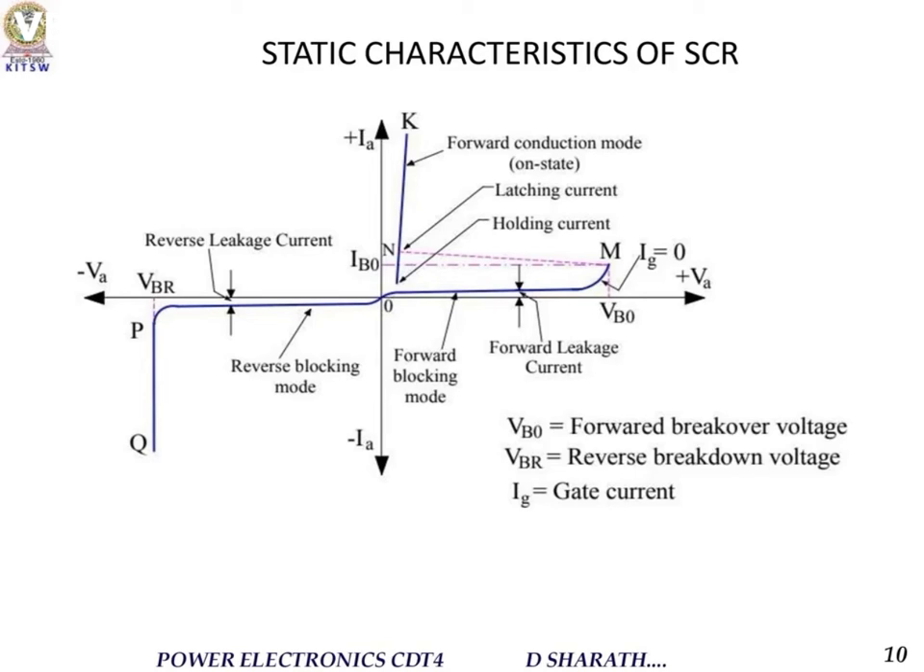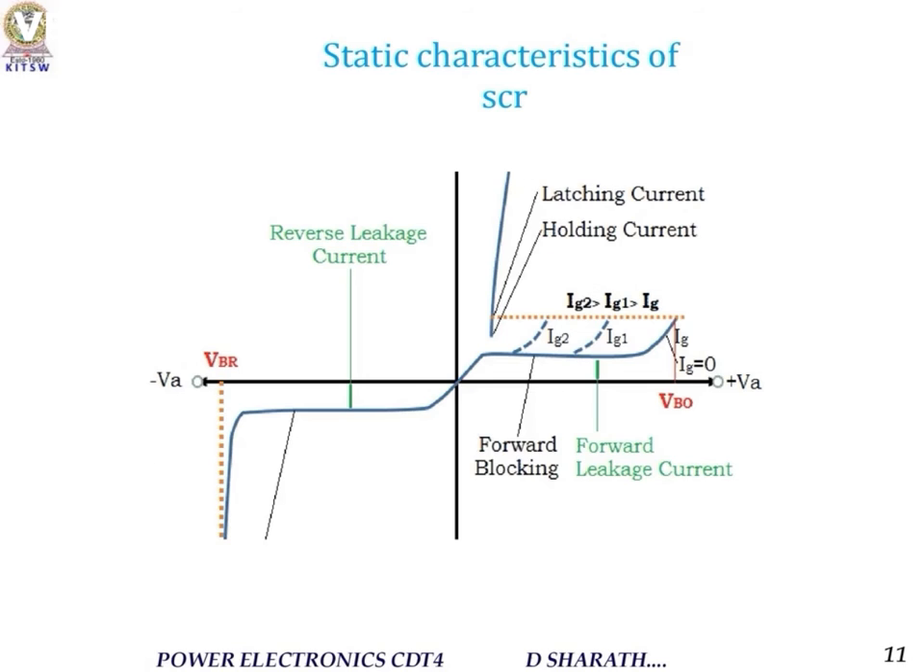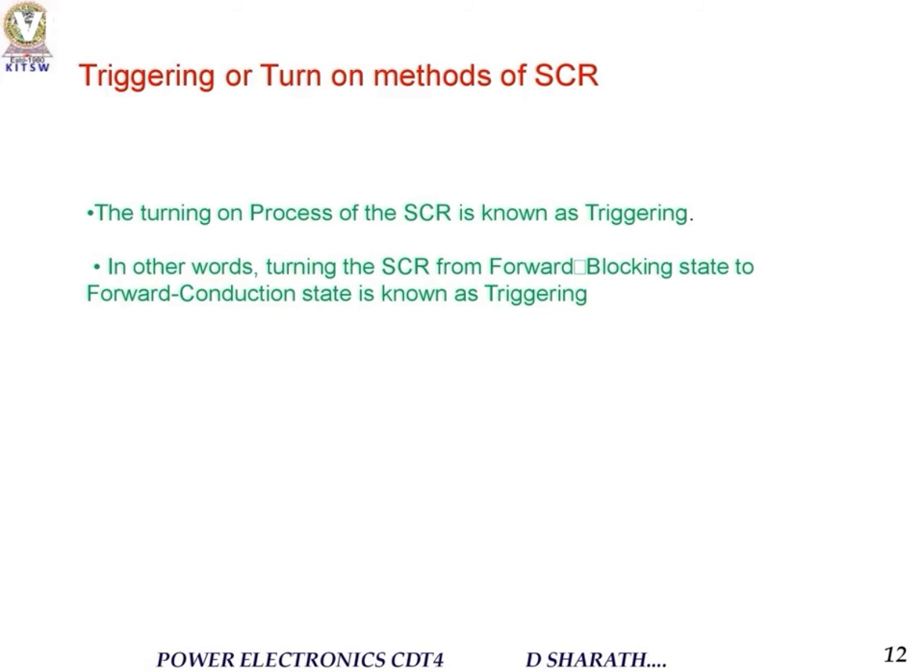This is the detailed static characteristic of SCR. Here we observe the latching current and holding current. At VBO, the gate current is increased step by step, and then the anode current increases linearly. This is said to be forward conduction mode. In the static characteristic, you clearly observe the currents. Latching current means the minimum anode-cathode current to turn on the SCR. Holding current means, once the SCR has started, the current required to maintain it in the turn-on state. Latching current IL is greater than holding current IH.